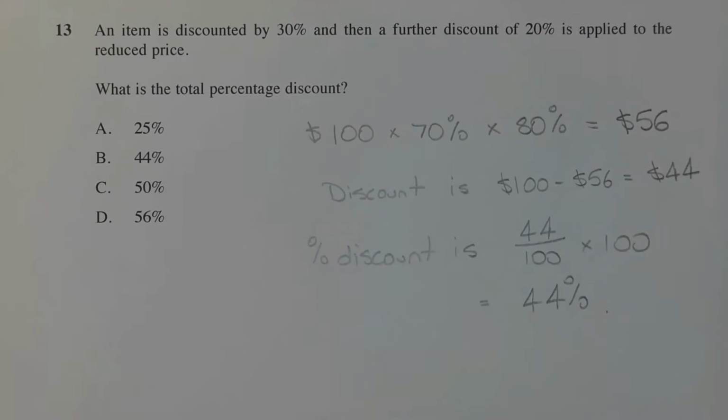But for completeness, if we wanted to work out the percentage discount using a formula, we take the actual discount we just found, which is $44, divide it by the original selling price of $100, and then multiplying that by 100 to convert it to a percentage, we get 44%. Therefore, the correct answer is option B.